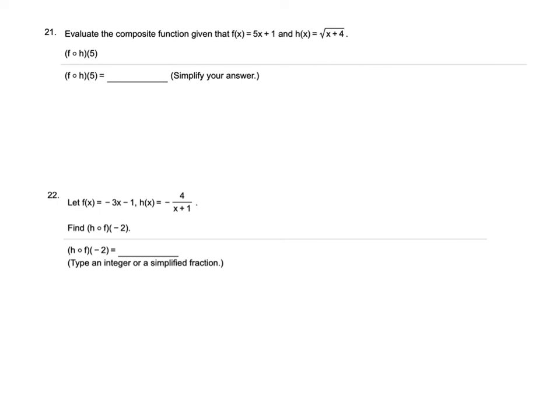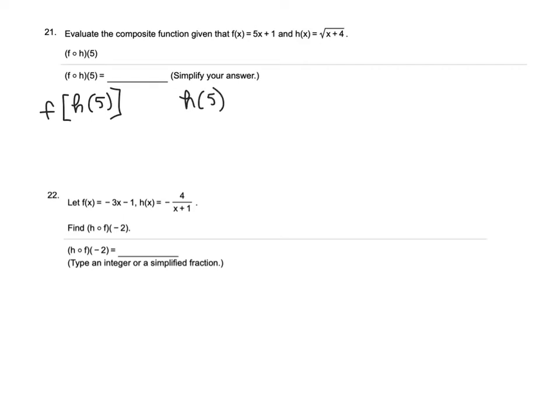All right, here we get to the composite function. You see this little small circle, f of h. That's not multiplication. It stands for composite, where you stick one function inside of the other. Okay, so when you have f with the little circle of h, you can rewrite it this way. So this might make more sense. You're taking h of 5 first, and you're going to plug that into f. So we want to find h of 5 first.